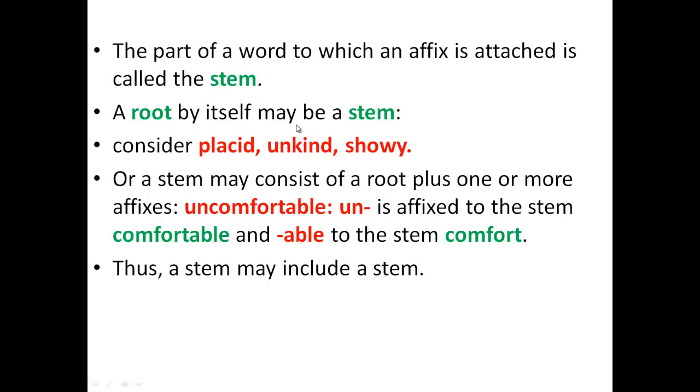A root by itself may be a stem. So consider, for example, placid, unkind, showy. These are the roots here: placid, kind is the root, show is the root. Here we add un, here we add y, here we add ed. Since we add this y to this, the root itself becomes the stem.